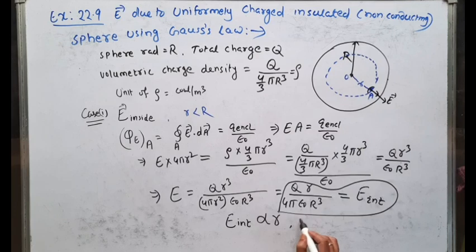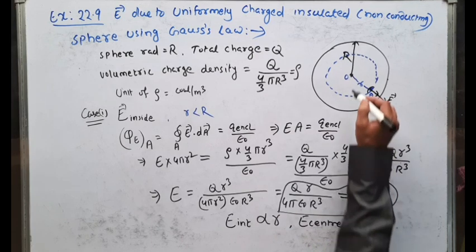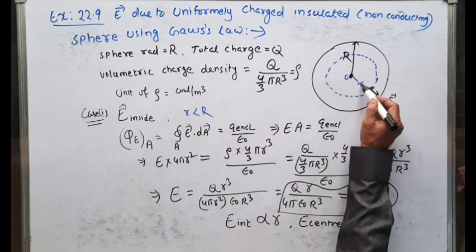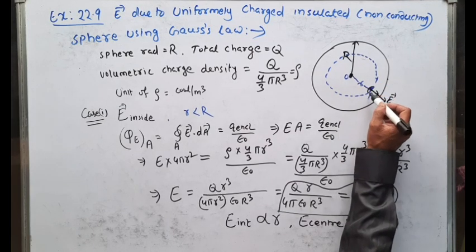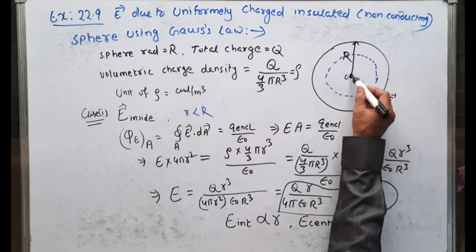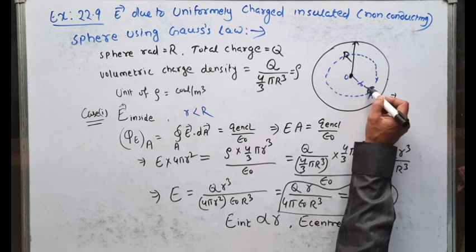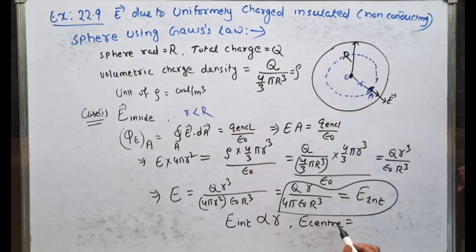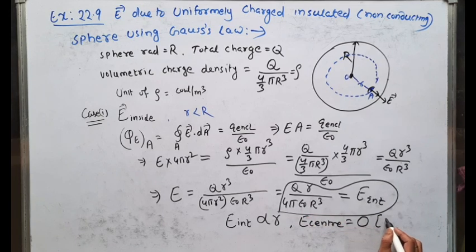Then what is electric field intensity at the center? At the center, what is the value of small r? 0. So if we are discussing about this point A, which is r distance, now if that point will coincide with the center, small r is equal to 0. If small r is equal to 0, then what is electric field intensity at the center? It is 0, because at center small r is equal to 0.